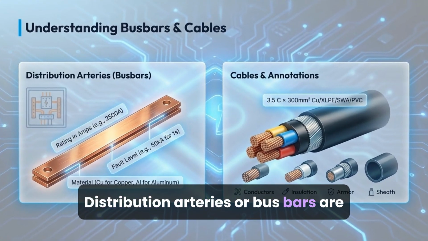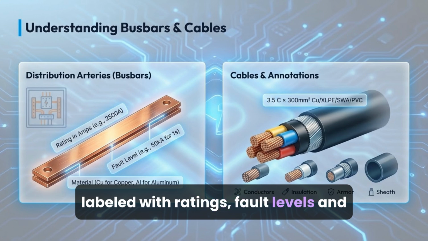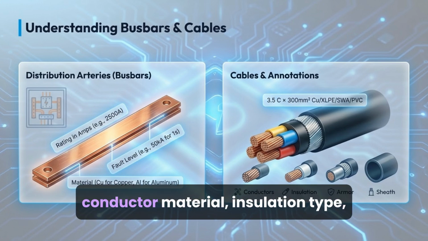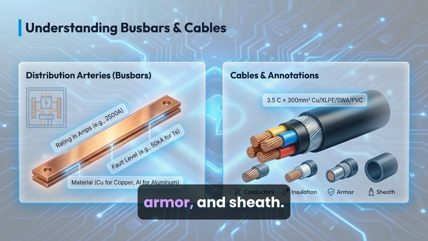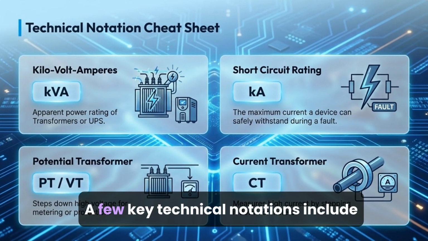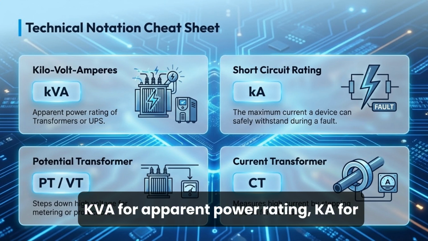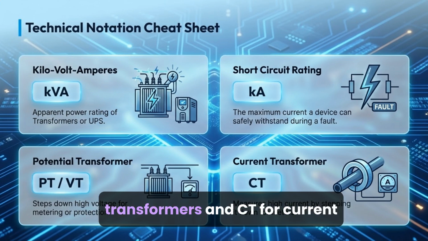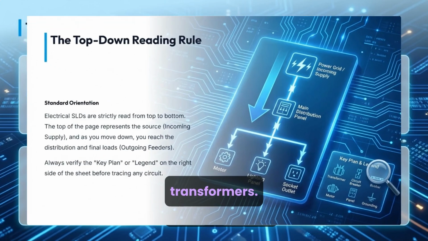Distribution arteries, or busbars, are labeled with ratings, fault levels, and material. Cable annotations indicate the size, conductor material, insulation type, armor, and sheath. A few key technical notations include kVA for apparent power rating, kA for short circuit rating, PT/VT for potential transformers, and CT for current transformers.